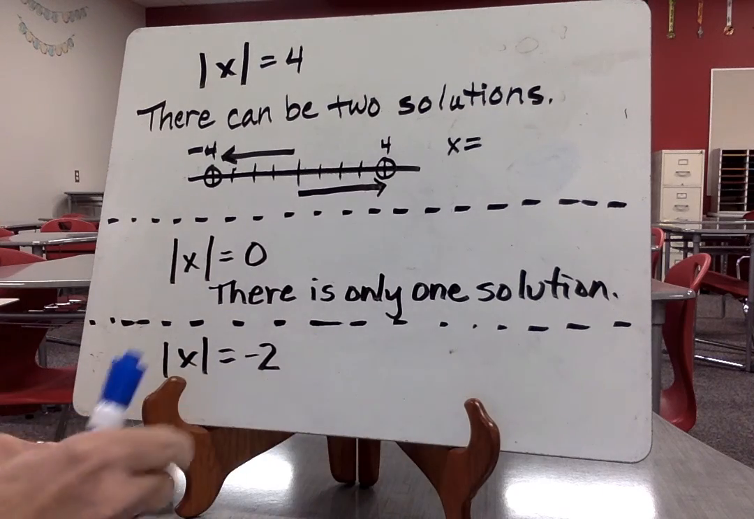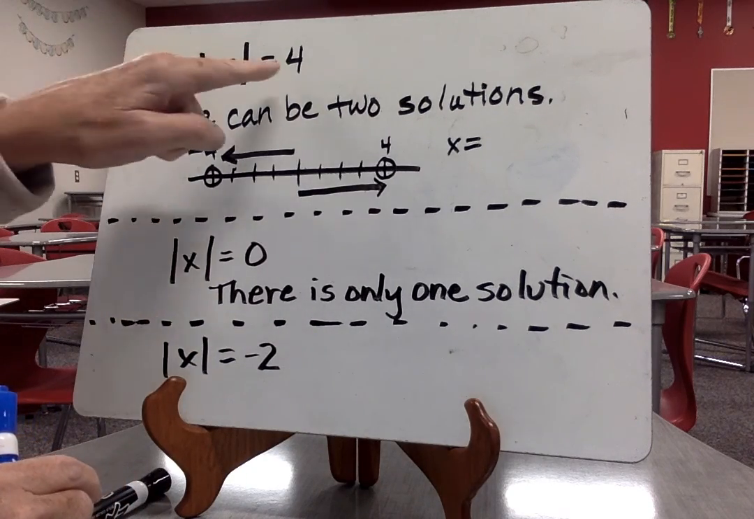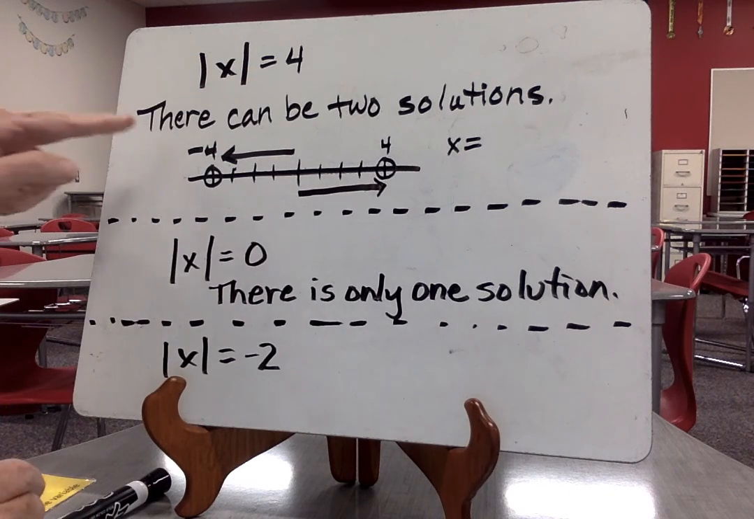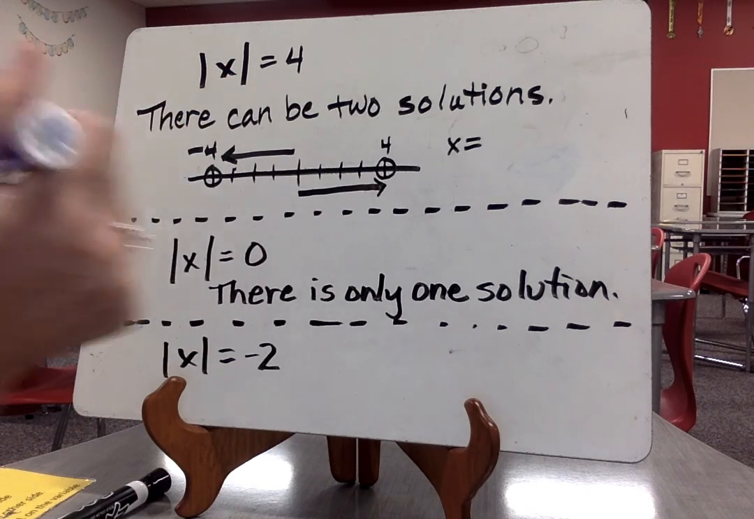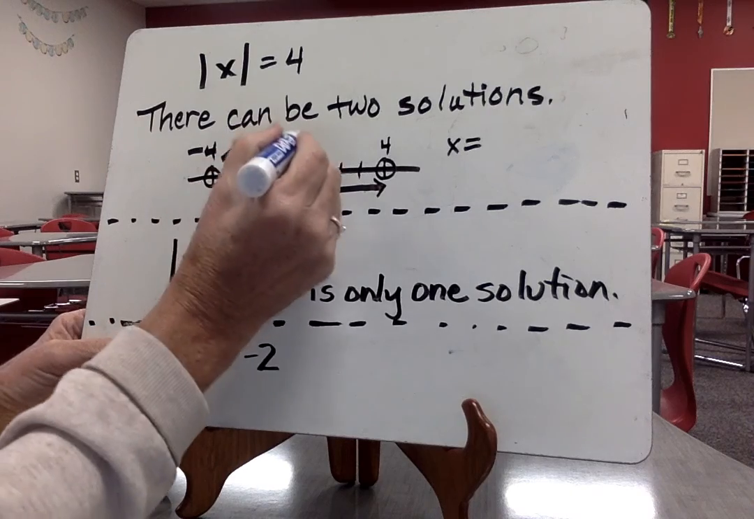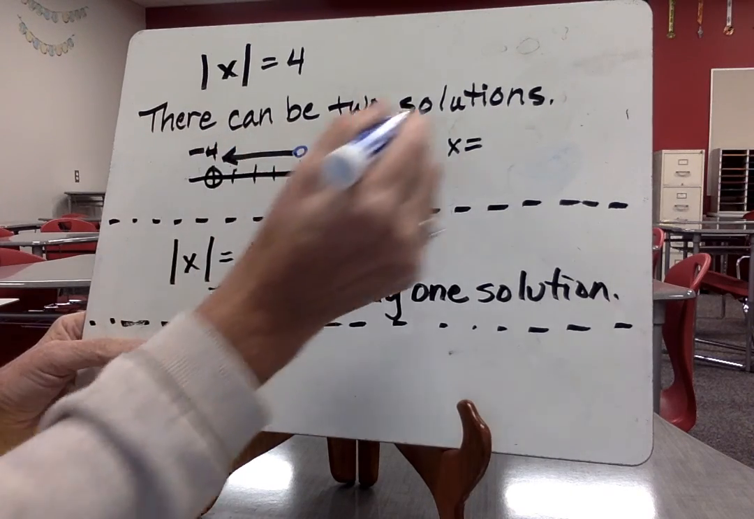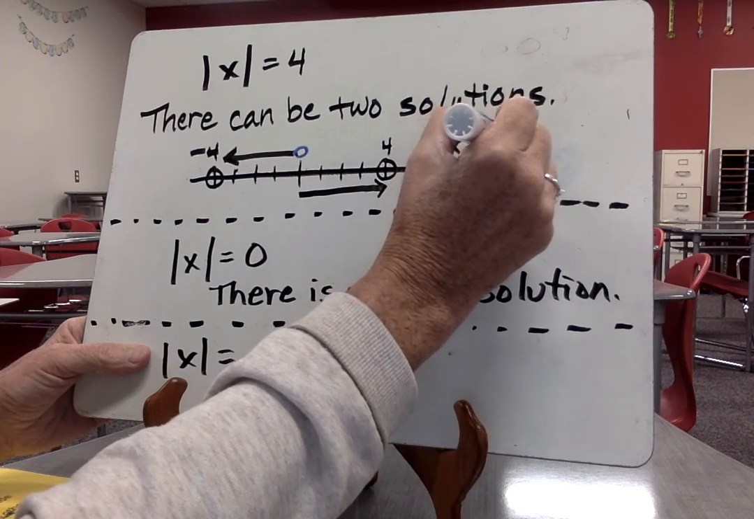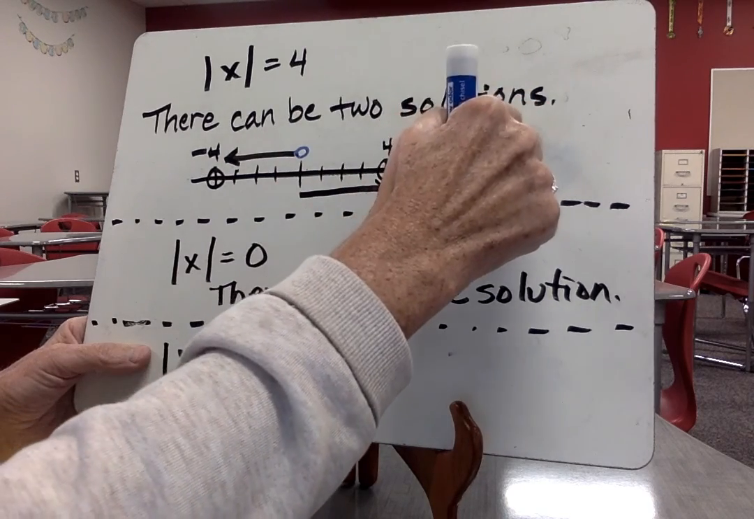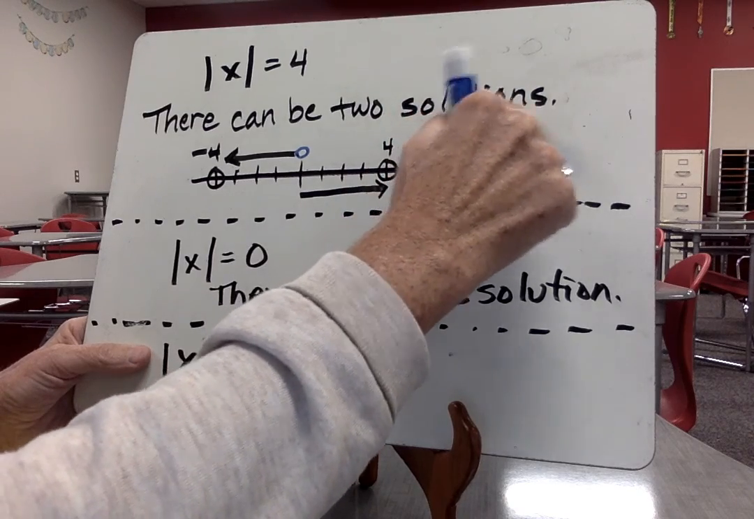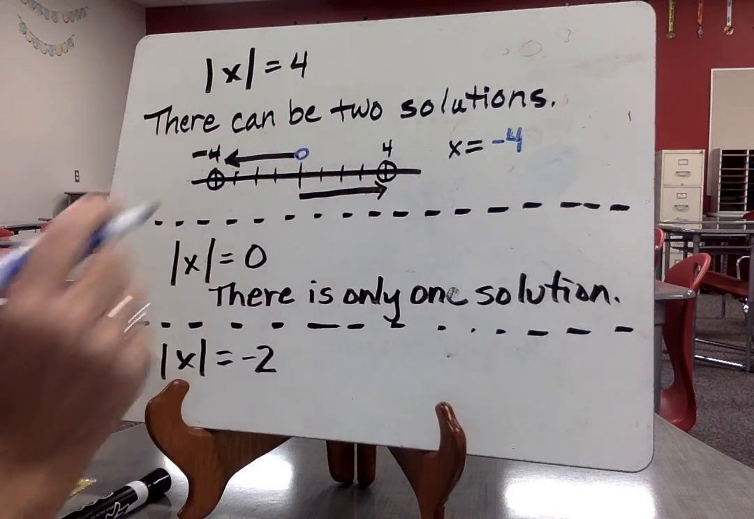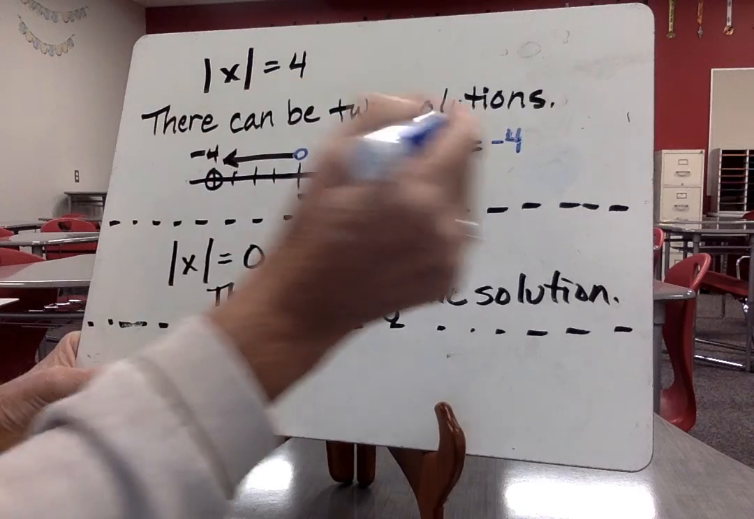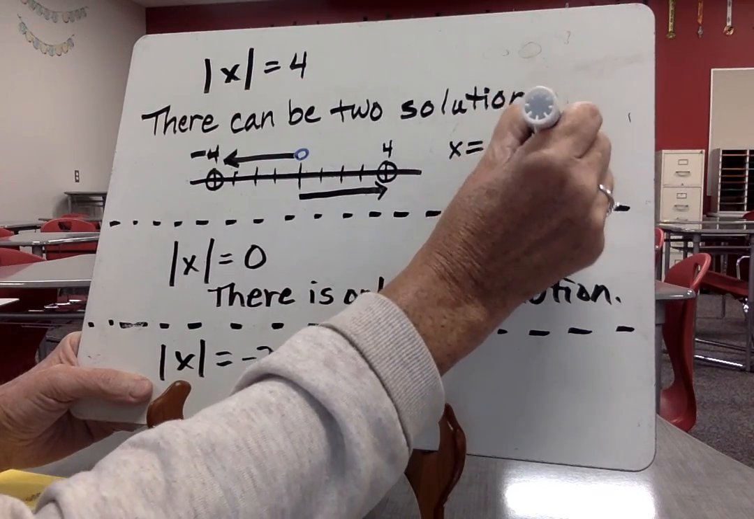Okay. Now, when we put x inside the absolute values, when you first see the problem, you get absolute value of x equals 4. Now, there can be two solutions. What can be the x value? Well, we can put -4 because the distance between 0 and -4 is 4. Now, we could also put +4 because +4 is 4 units from 0 as well. So x could be -4 or +4.